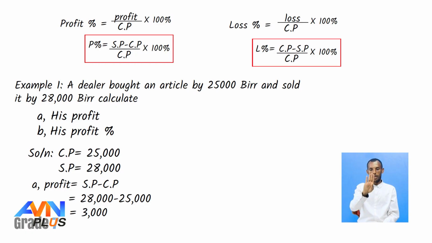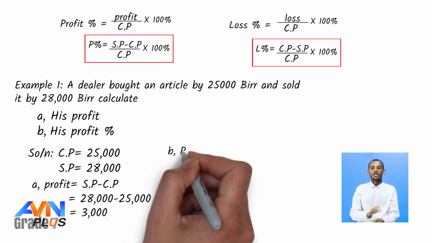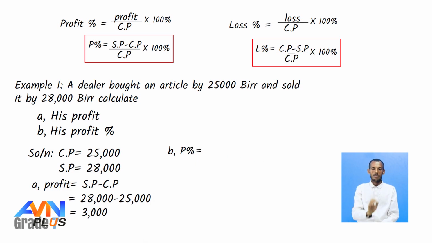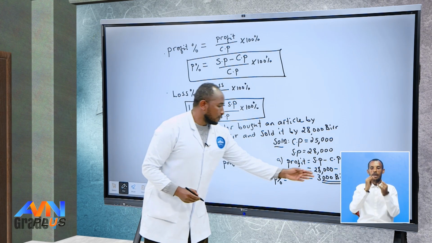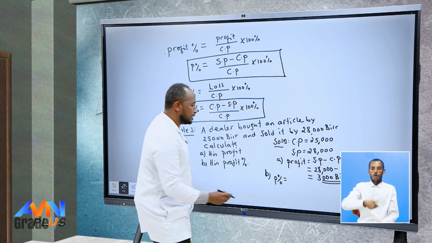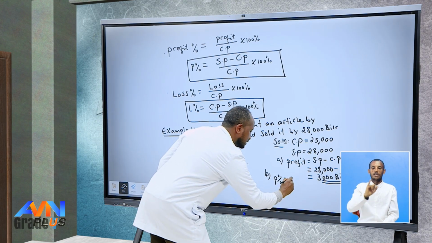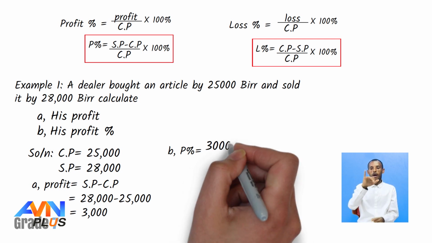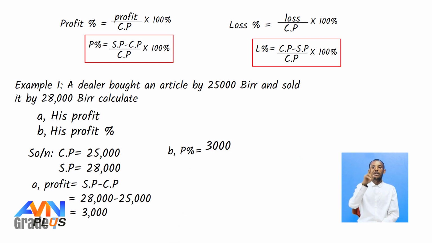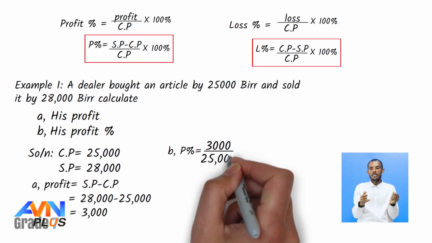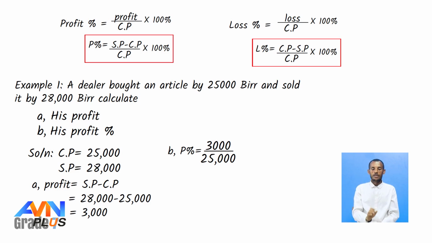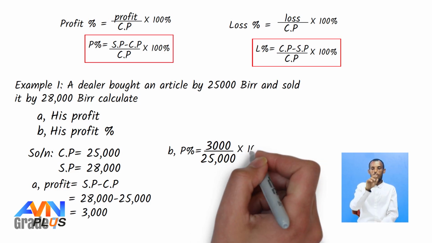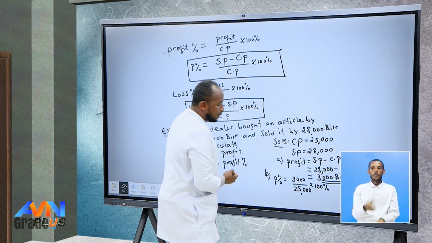Now, the second question is, convert his profit in terms of percent or calculate his profit percent. Therefore, here B, to calculate the profit percent, what you do is divide the profit by original cost. So here the profit is this 3,000. You divide this 3,000 by the original cost, which is 25,000, and then you multiply this fraction by 100% to convert it into percent. So you will have this.